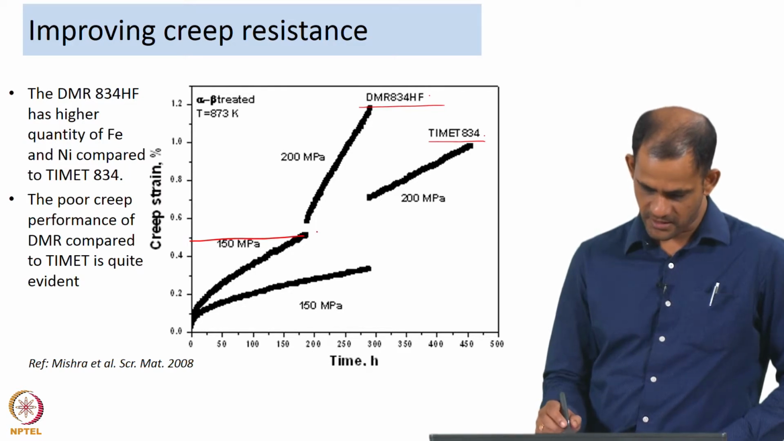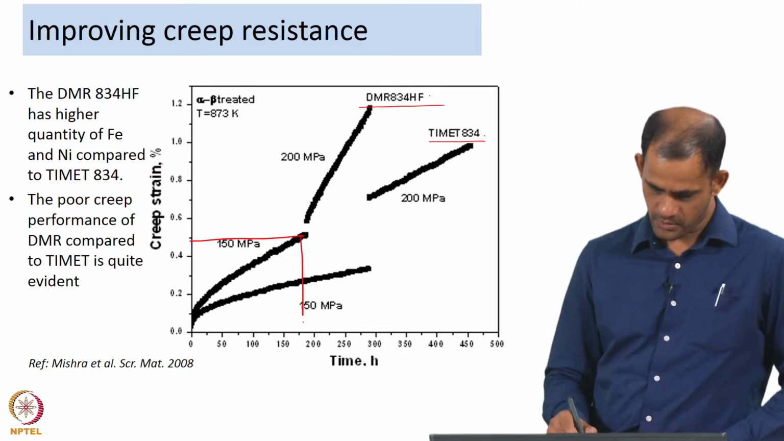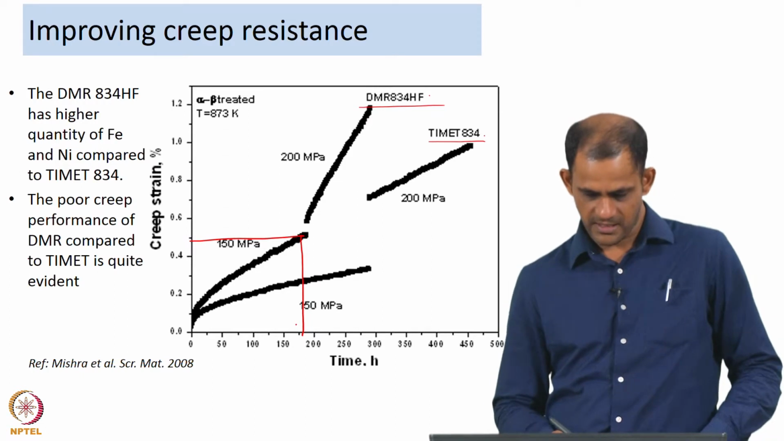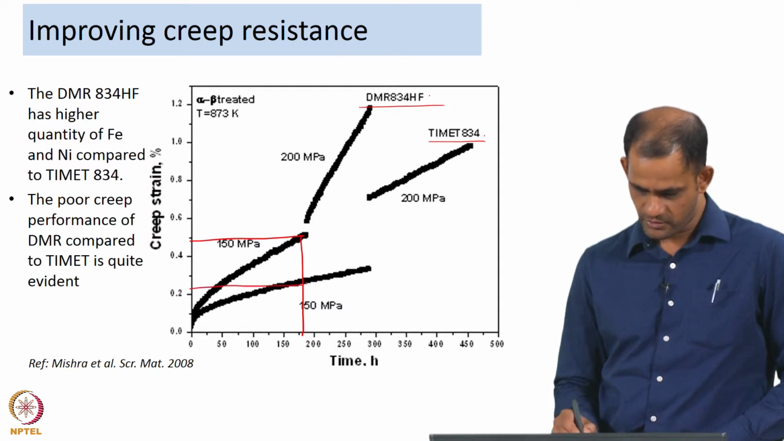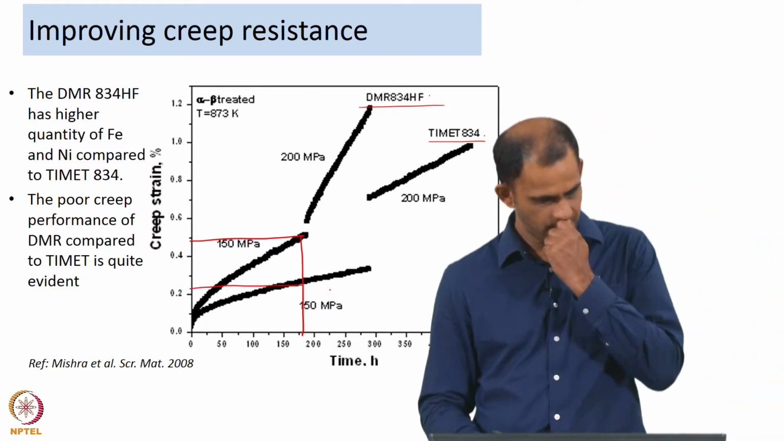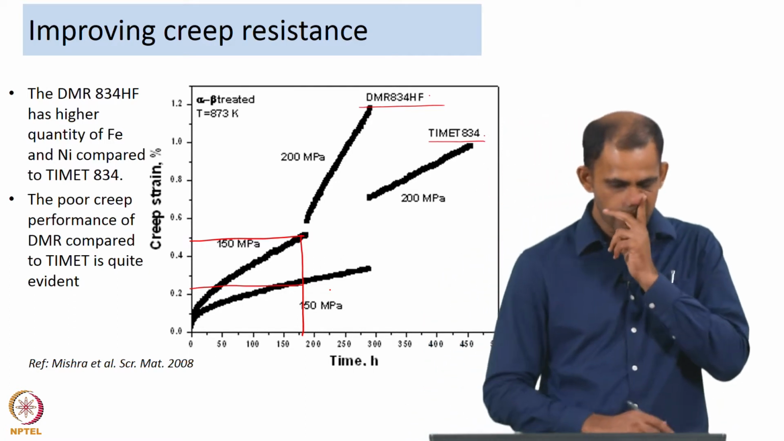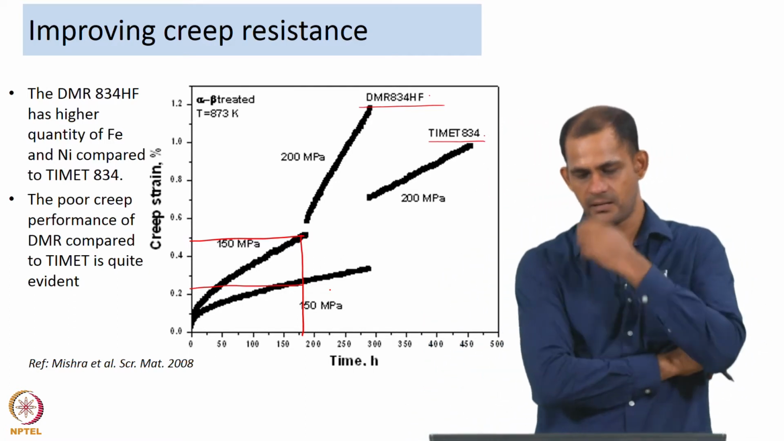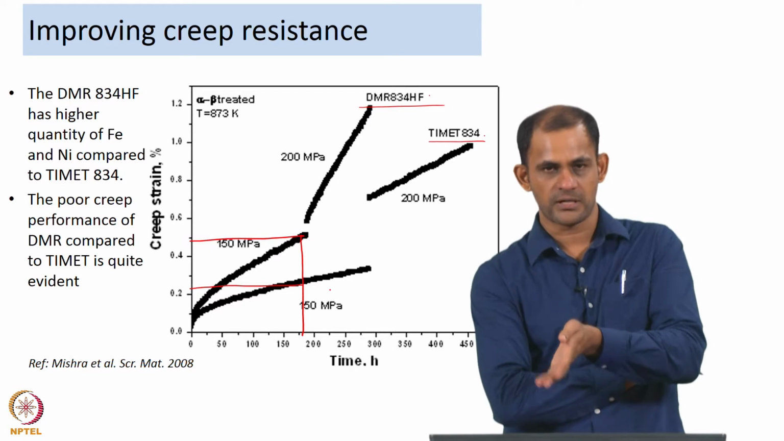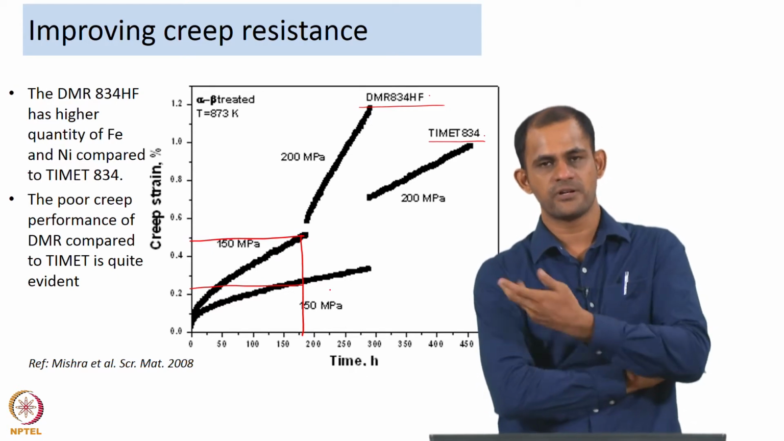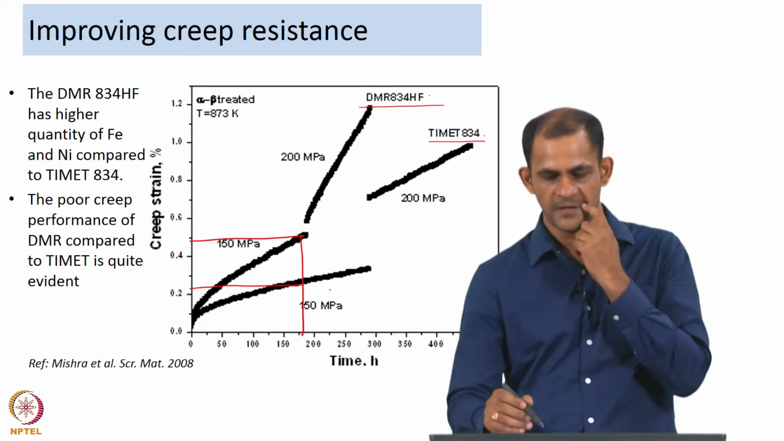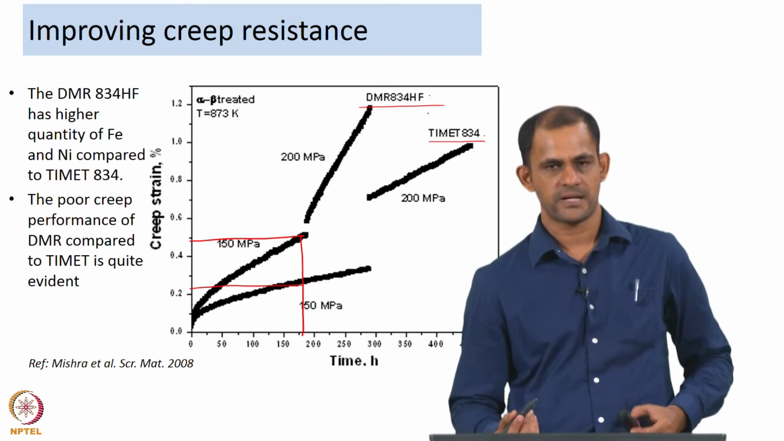So, clearly for the same applied stress, the DMR alloy is giving you around 0.5% creep strain in a time of around 175 hours, whereas the Timet alloy is exhibiting around 0.25 creep strain. So, almost half the creep strain provided by the DMR alloy. So, this poor creep performance is because of the presence of iron and nickel, which have reduced the activation energy of deformation for the DMR alloy compared to the Timet alloy.